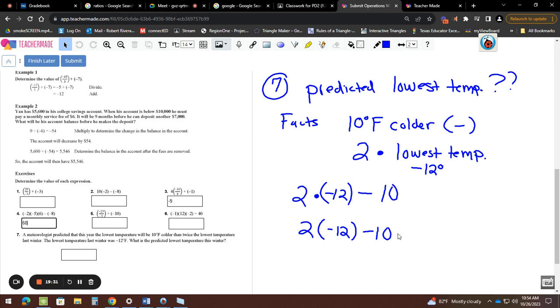I didn't know what the lowest temperature was until the third sentence. The first sentence said the lowest temperature last year was -12. That's where I got the -12. Once I have all my stuff, then I can create an expression and solve for it. Okay? Questions? So whatever I did not do with you, that will be for homework.